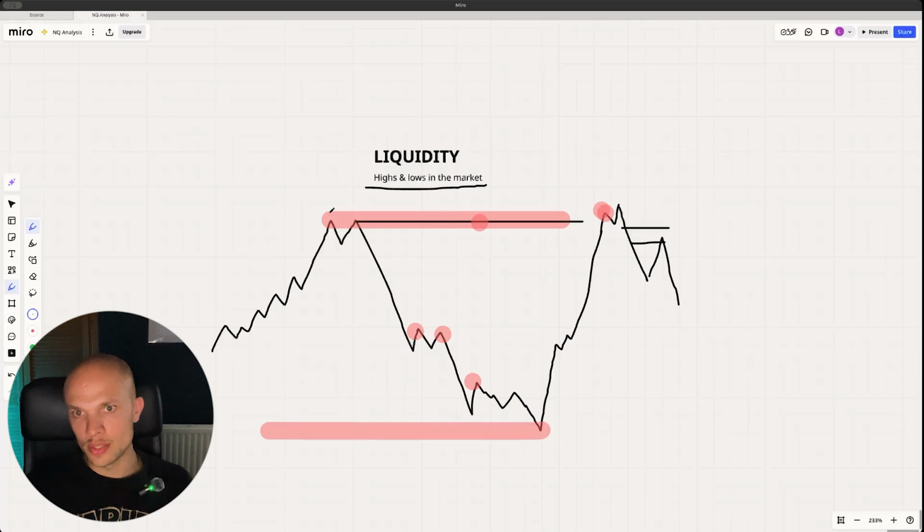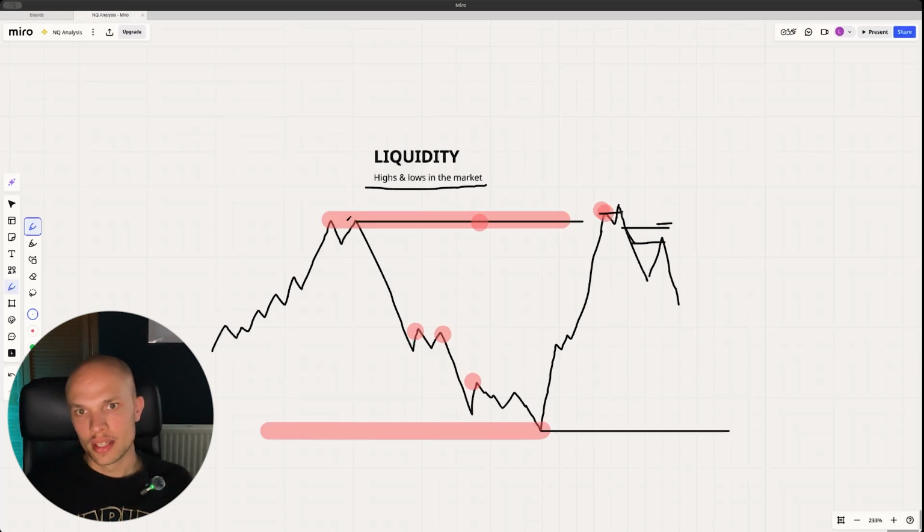But what we do is once we've taken out this buy side level of liquidity, we then look for an internal sweep of liquidity, which is just here. We look for an area in which we can place a sell order, for example, on a fair value gap or an order block, and we'll then target the opposing area of liquidity. For example, this external range liquidity here.